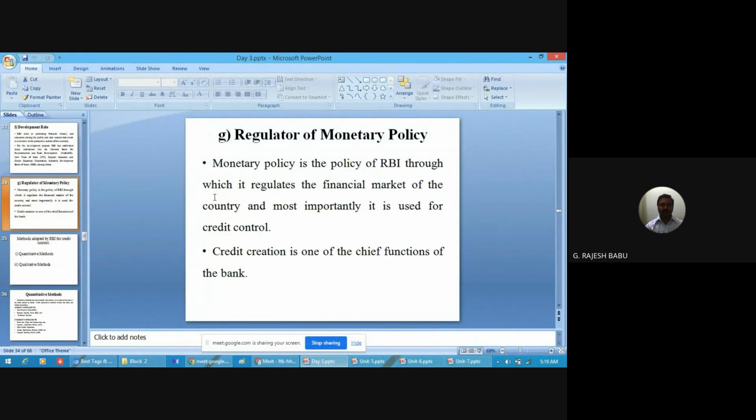Monetary policy is the policy of the Reserve Bank of India through which it regulates the financial market of the country, and most importantly, it is used for credit control.